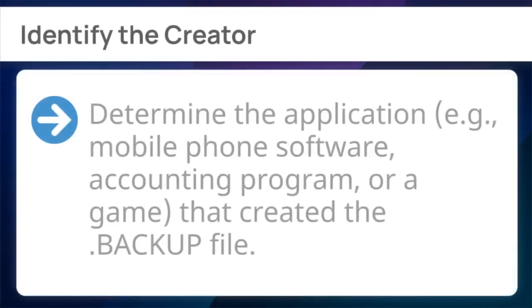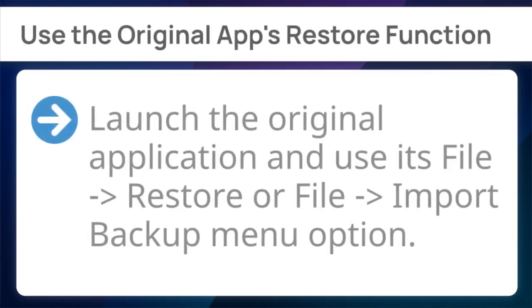First, identify the creator. Determine the application, e.g. mobile phone software, accounting program, or a game, that created the backup file. Next, use the original app's restore function. Launch the original application and use its File, Restore or File, Import Backup menu option.